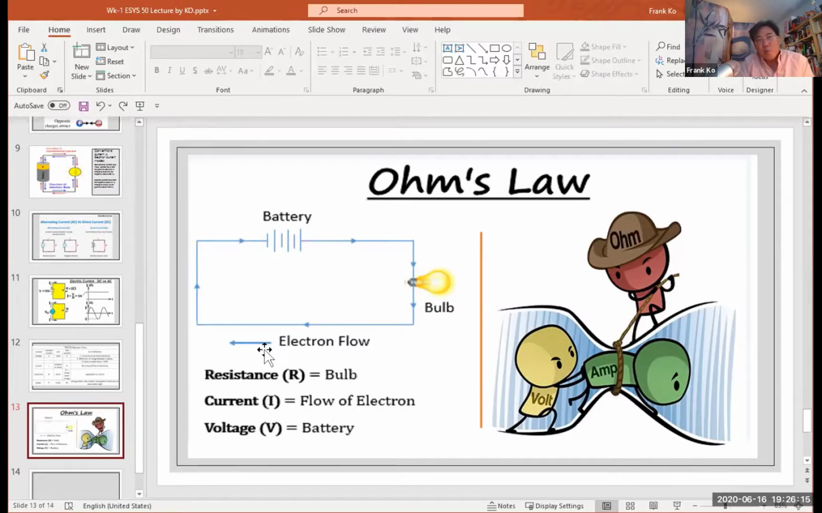But take a look at the words below. Resistance is shown with what symbol? Capital R, and that's represented by the light bulb. Current is shown by what symbol? Capital I, and it's described as the flow of electricity or flow of electrons. Voltage is shown by what symbol? Capital V, and it is the battery. Okay, so far so good.